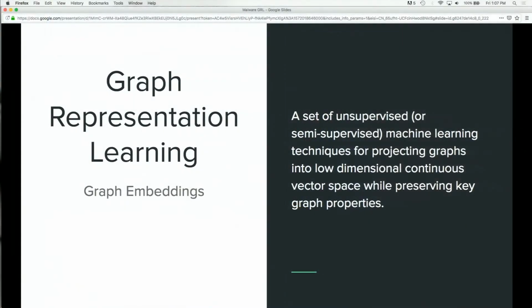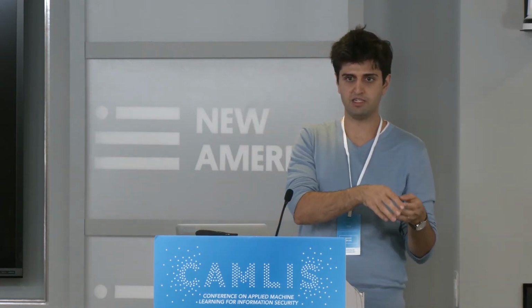So that brings us to graph representation learning. Graph representation learning is a set of unsupervised, sometimes semi-supervised machine learning techniques for taking that graph that you have and projecting it into a lower dimensional, continuous space, in such a way that you preserve key graph properties. One of the most common ways of thinking about that is if you take a graph and you have two nodes that are neighboring on the graph, or there's an edge between those two nodes, when you project them into a continuous space, the Euclidean distance, or the cosine similarity between those two nodes should be very, very small. So that's the idea of graph representation learning.